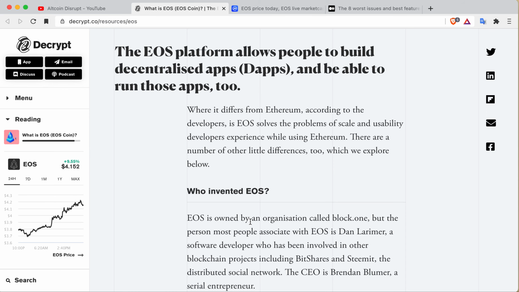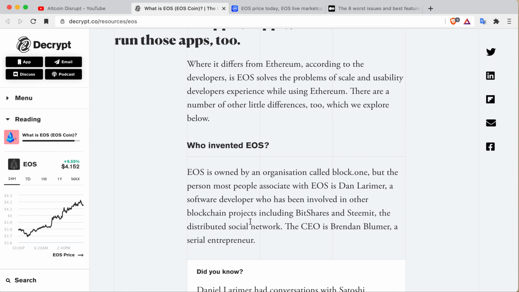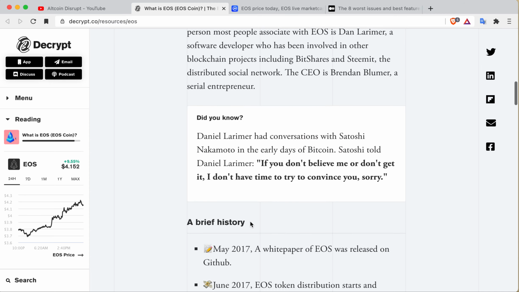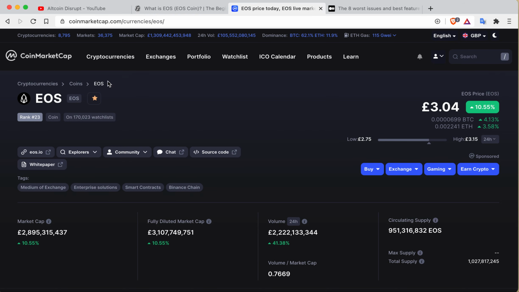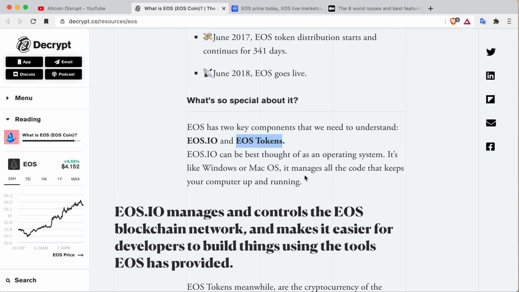Now, there are a number of other differences between Ethereum and EOS. And to be honest, EOS was actually created by a company called Block One, and they actually created two different things. They created EOS.io, which is basically a platform where people can develop a decentralized application, and they created the token that we now know as EOS, and the current price is £3. So that's two separate things.